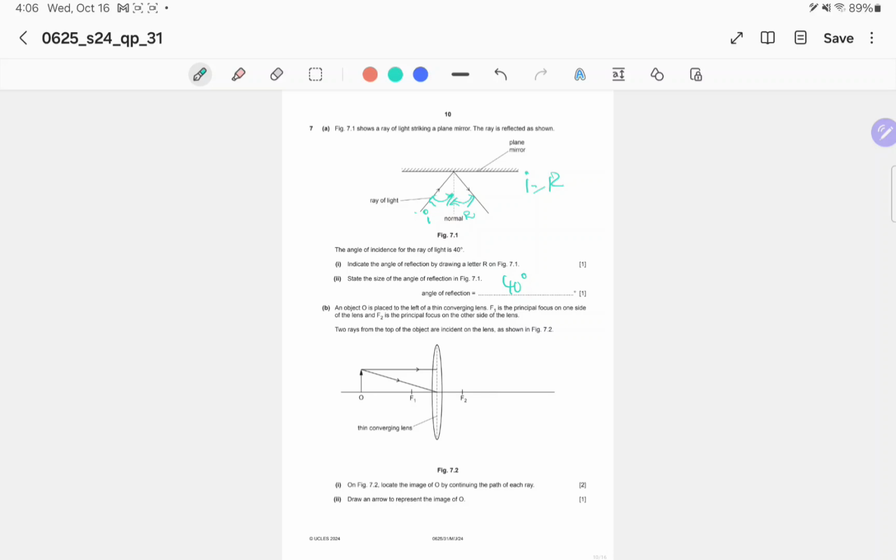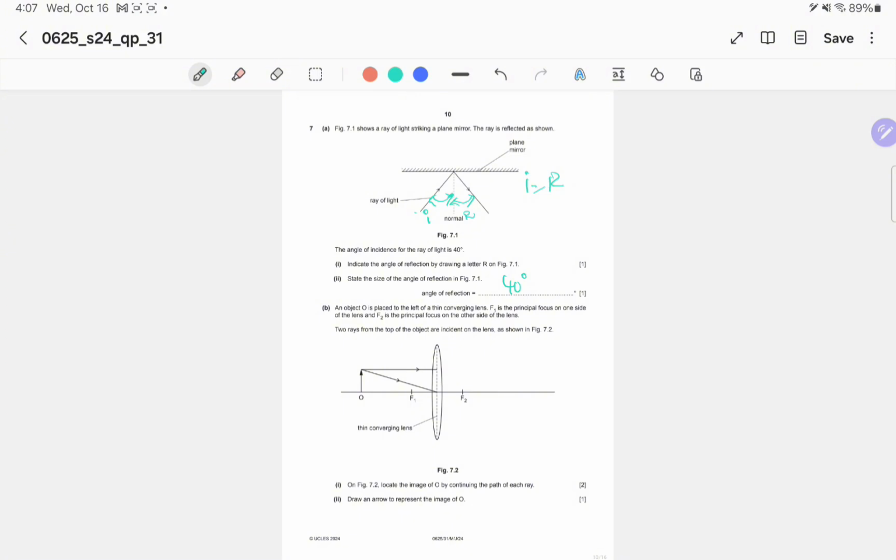An object O is placed to the left of a thin converging lens. Here F1 is the principal focus on one side of the lens and F2 is the principal focus on the other side of the lens. Two rays from the object have been drawn, one at the top, one through the center of the lens. The question they are asking: on the figure 7.2, locate the image of O by continuing the path of each ray.